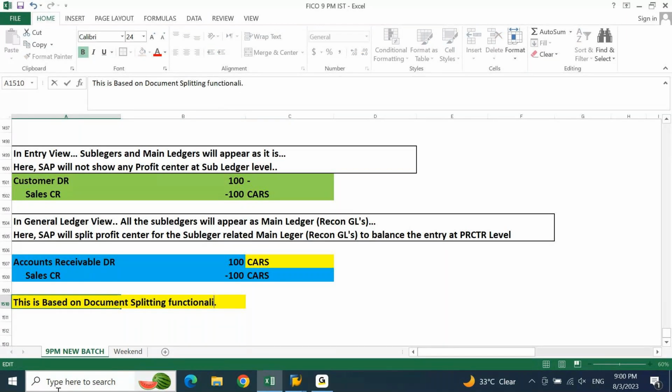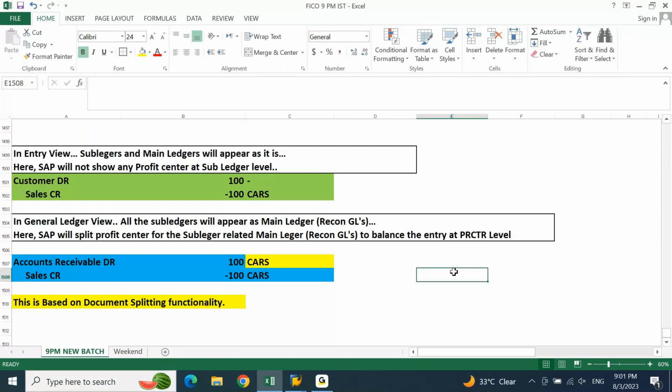functionality. Now, as we know, our requirement is to generate the financial statement at profit center level. In short, for cars, if I want to generate the financial statement, when I write my trial balance, when I write my TB, I need to have my debit, I need to have my credit in my trial balance. Here you're trying to say subledger will not be split, but main ledger will be split in the document splitting? Yes. Okay, got it. Thank you.